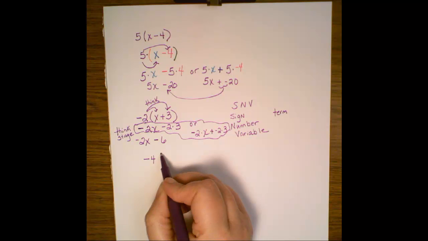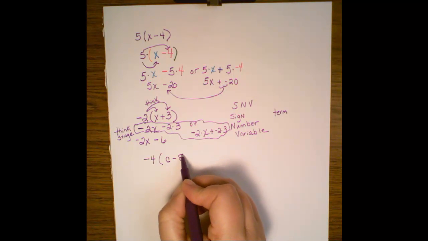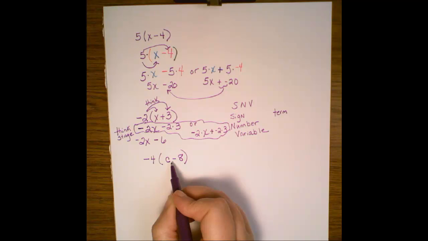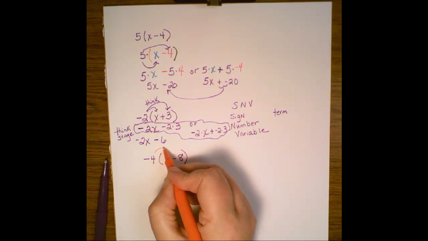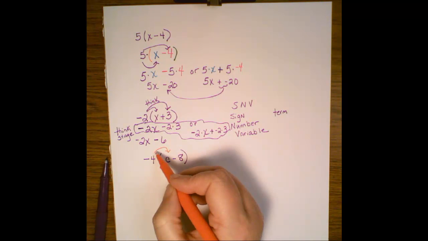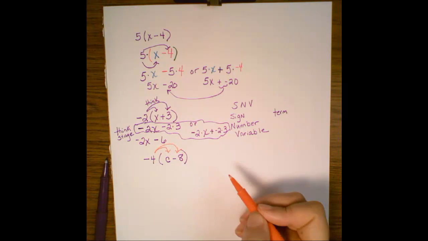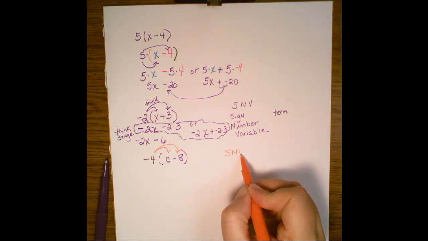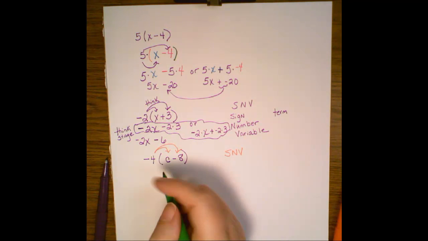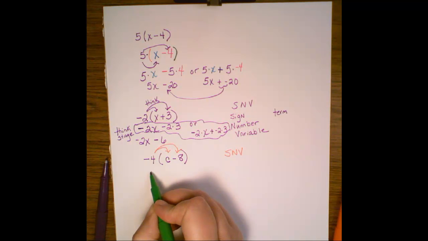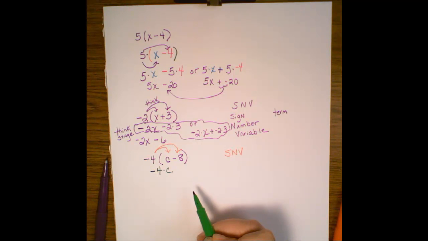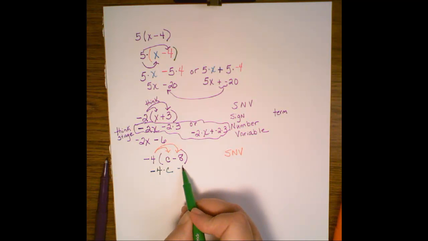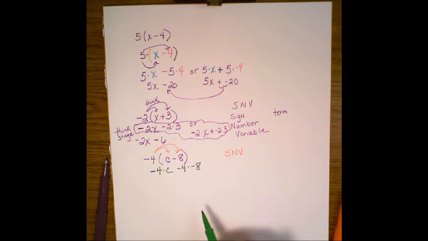So let's look at the next example, negative 4 times c minus 8, and we want to multiply the negative 4 times the c and the negative 4 times the negative 8. And again, I'm going to do this one in the sign number variable. Negative 4 times c would just be, sign would be a negative times 4 times the c, and then a negative 4 times the negative 8.